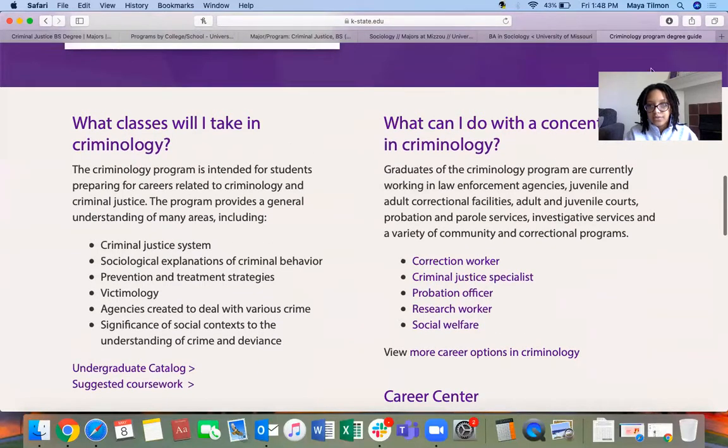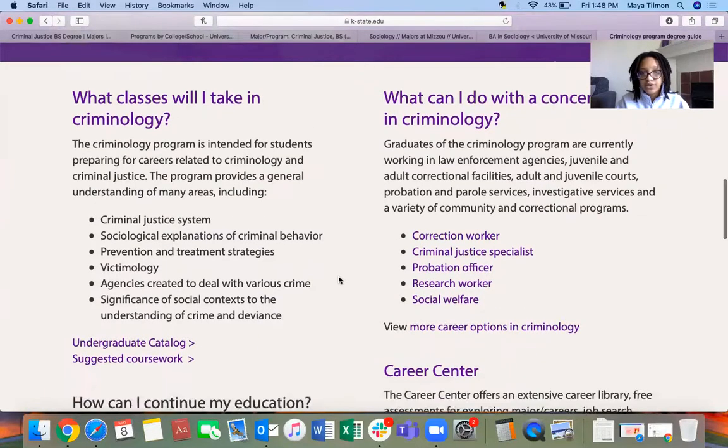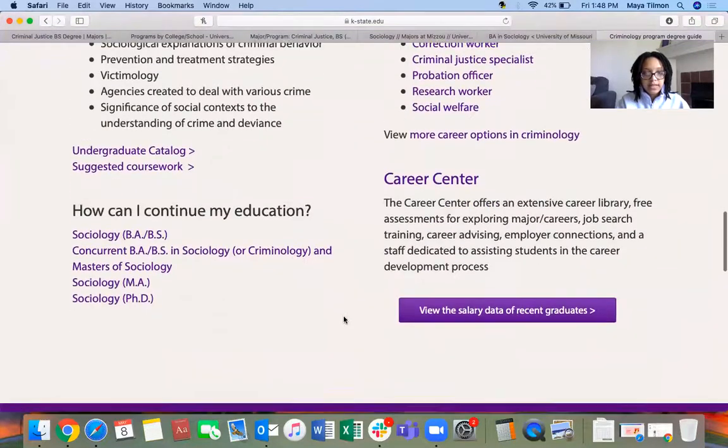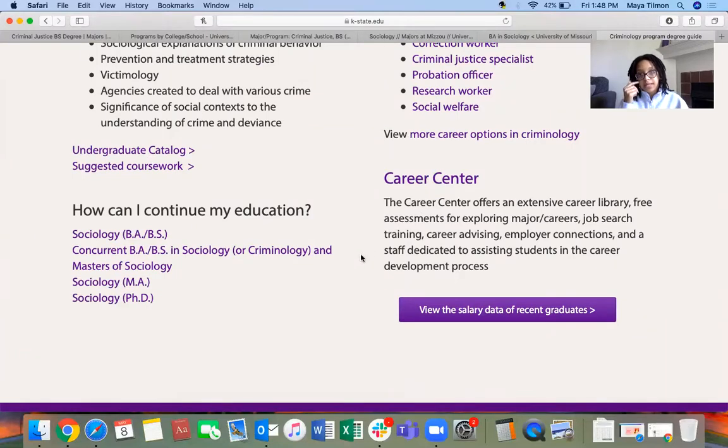What can you do? What can you do with the concentration in criminology? Here's some career information. And then the Career Center, that's where you can go on campus to get help with resumes, finding internships, if you wanted to view the salary data. People that have graduated from K-State with a criminology major have reported back to K-State how much money they make. So you can learn that information right here if you're interested.